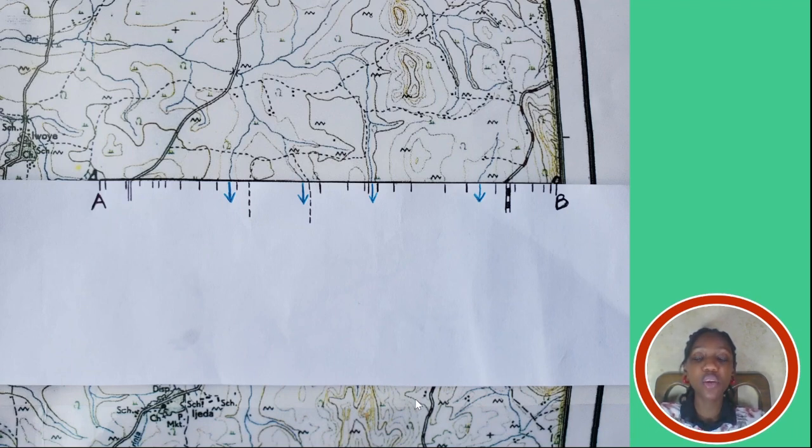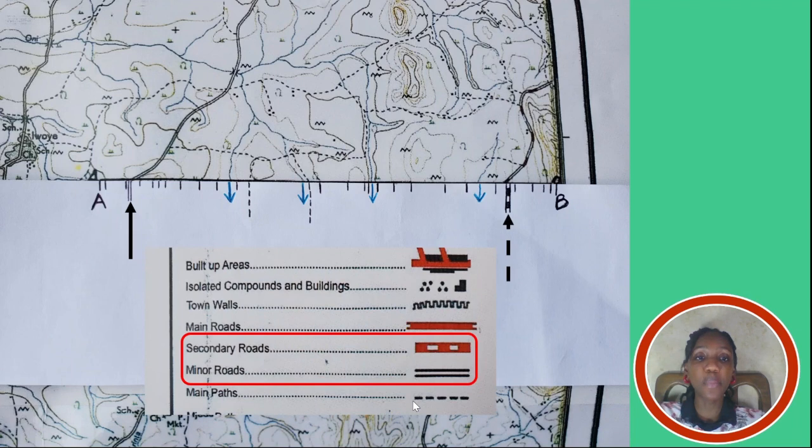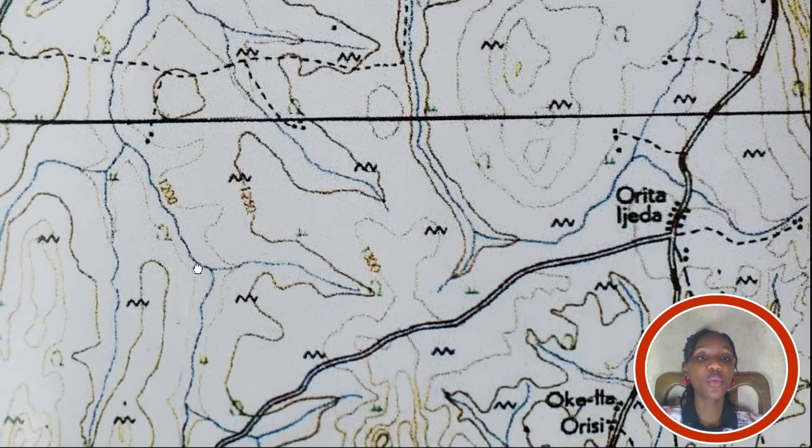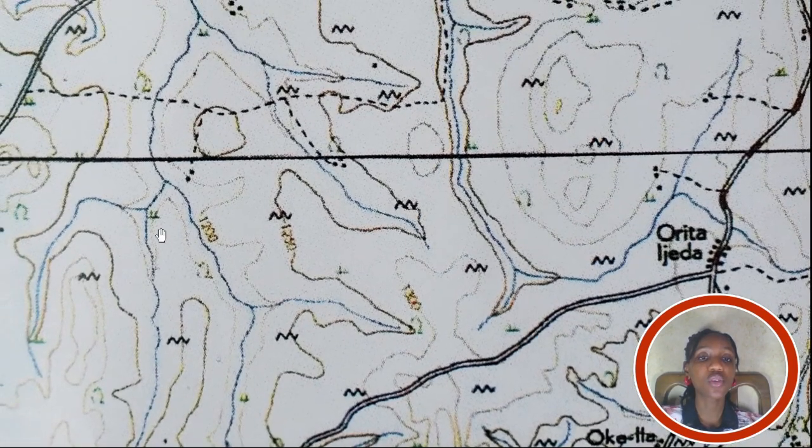I want you to also take notice of the way I indicated the two types of roads that cross line AB. The first one, which was plain, was a minor road, while the second one towards the end of the line is a secondary road, which is striped. And I know this because of the map key. The reason I differentiated them will be clear when it's time to draw them or when it's time to indicate them on our graph. Now, all we need to do is indicate the height of the contours that we've marked out. And for that, we need to find the contour interval. Now, if we zoom in, we can see the contours 1200, 1250, and 1300.